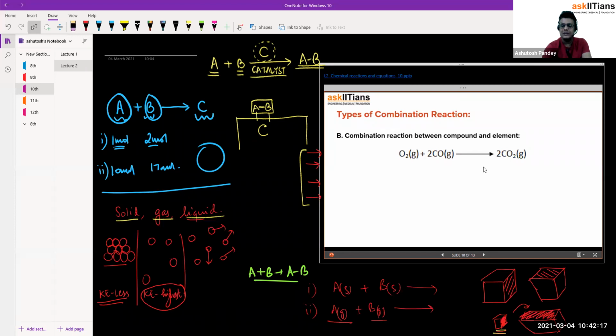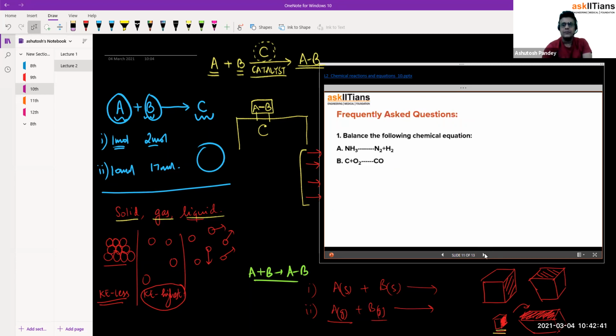Let's check. Here we had two oxygen atoms, and then two carbons and two oxygens, so in total 4 oxygens and 2 carbons. On the product side, we have 2 carbons and 4 oxygens. See, CO2 has 2 oxygens per molecule, and we have 2 molecules, so 2 into 2, 4 oxygen atoms.